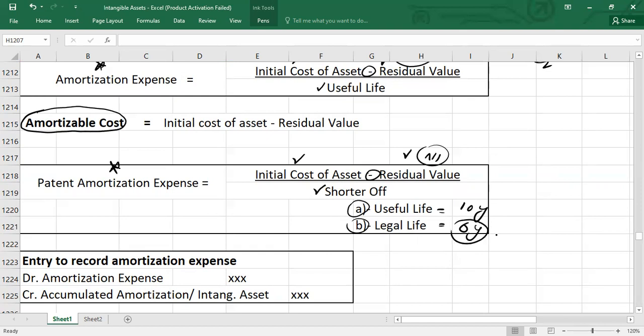Sometimes, guys, your useful life might also be less than legal life, due to a change in consumer taste or maybe due to the availability of substitutes in the market. It could be any reason. Okay, so here we go, guys.